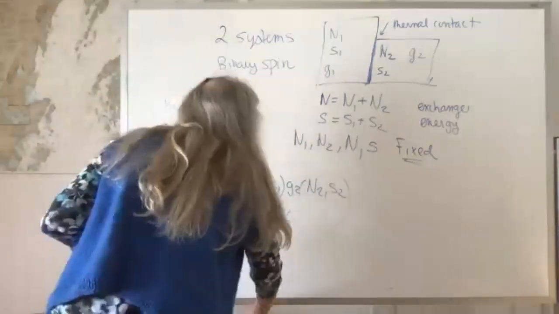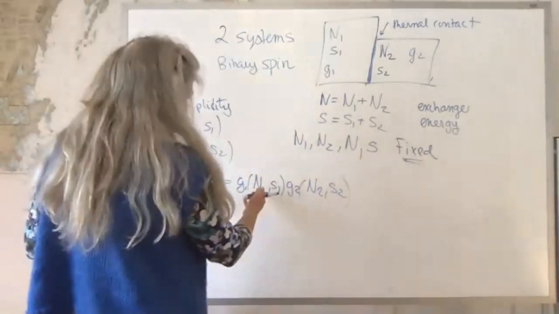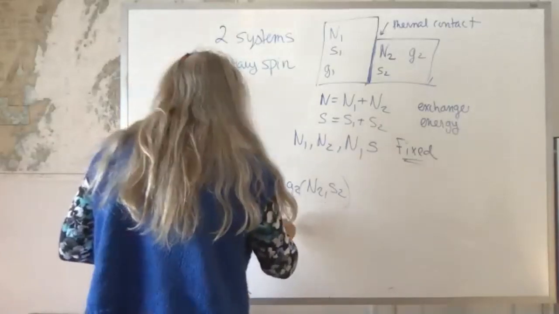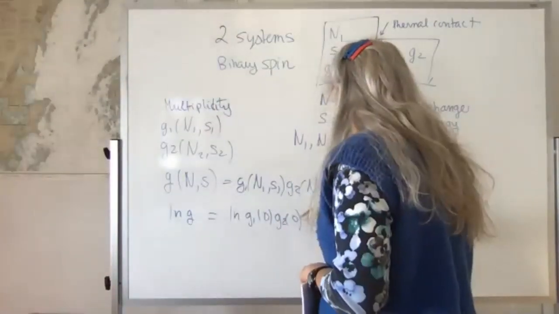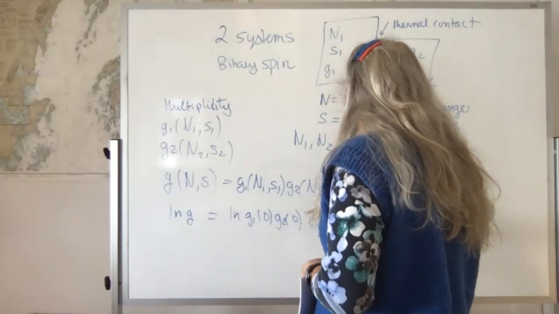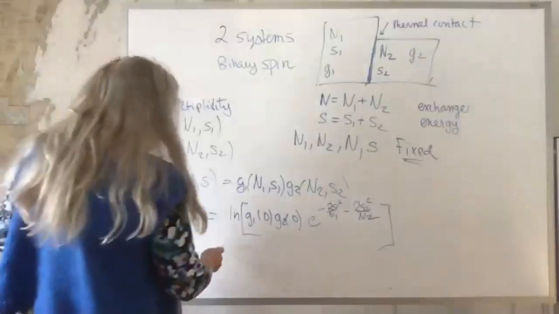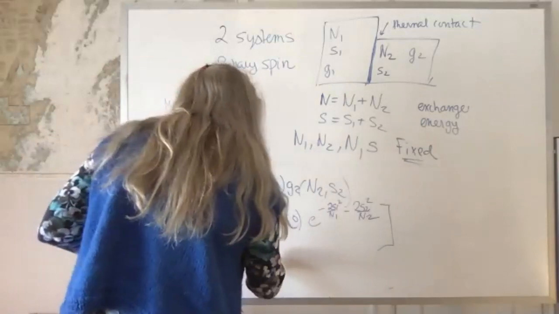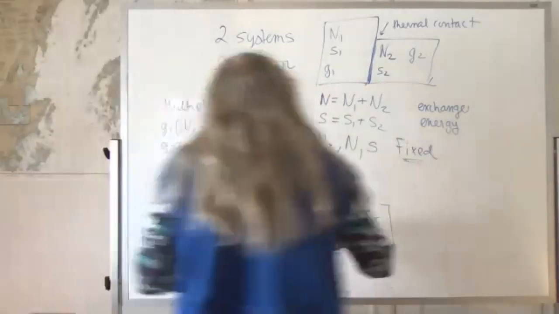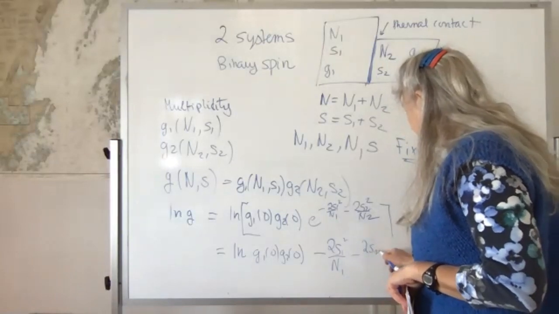So let's take the ln of G. Each one of these can be written out with this exponential. So it can be ln of G1 of 0 and G2 of 0, e to the minus 2S1 squared over N1, minus 2S2 squared over N2. And this is the log of all of this. I can write this as ln of G1 of 0, G2 of 0, minus 2, since the natural log of an exponential is just the exponent: S1 squared over N1 minus 2S2 squared over N2.